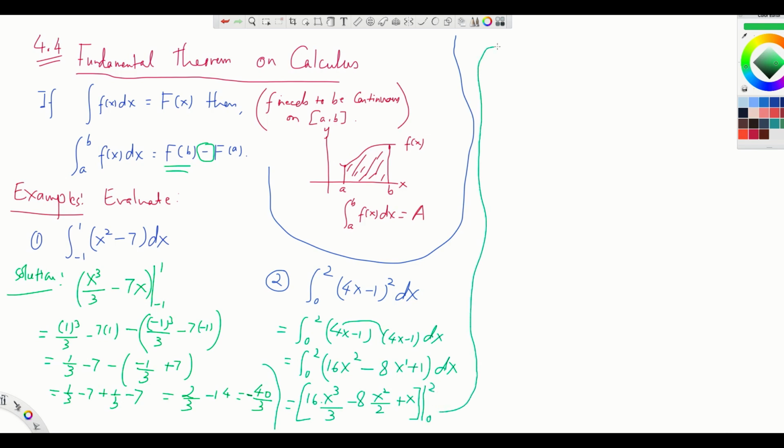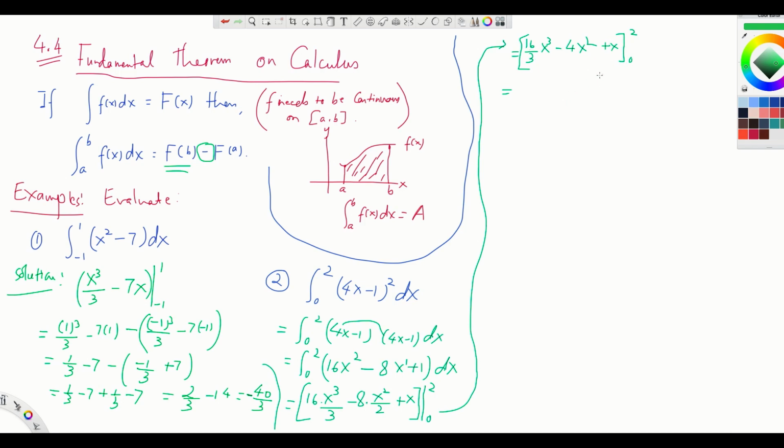So let us continue that. What you get is 16/3 x cubed minus 4x squared, because 8 times x squared over 2, you just divide 8 by 2, right? And then plus x. And then what are the limits? I'm just rewriting those. 0 to 2. Okay guys, now plug in 2 first for all of those, and then do minus, plug in 0.